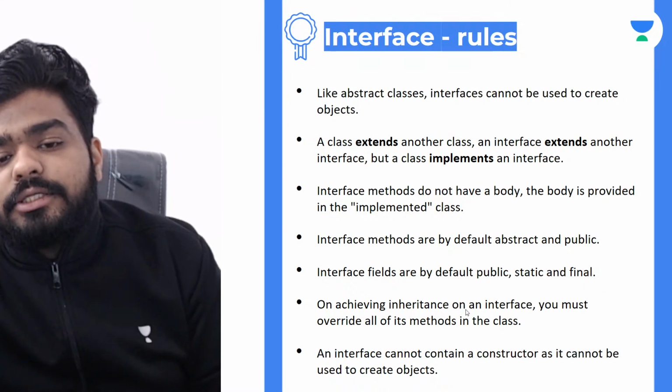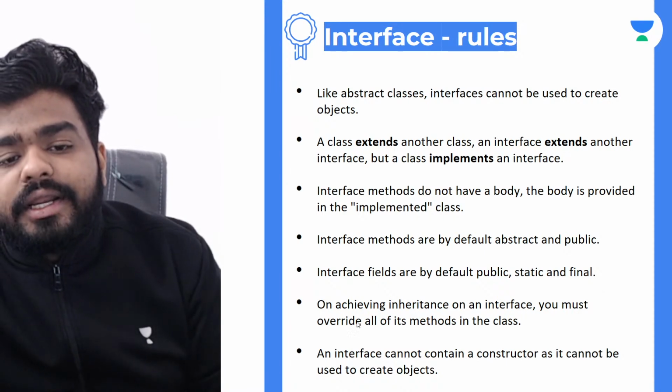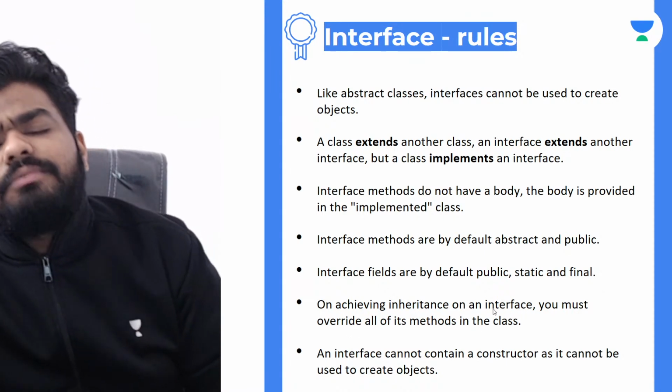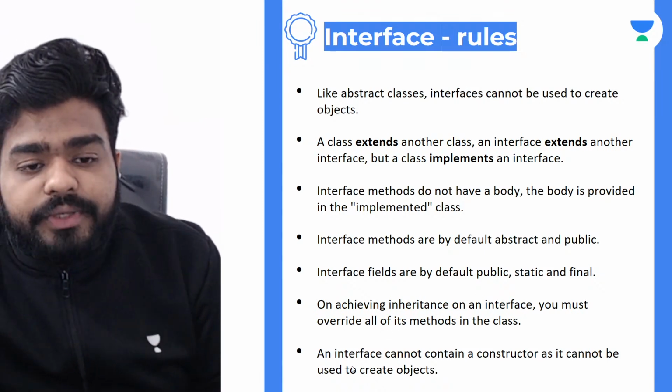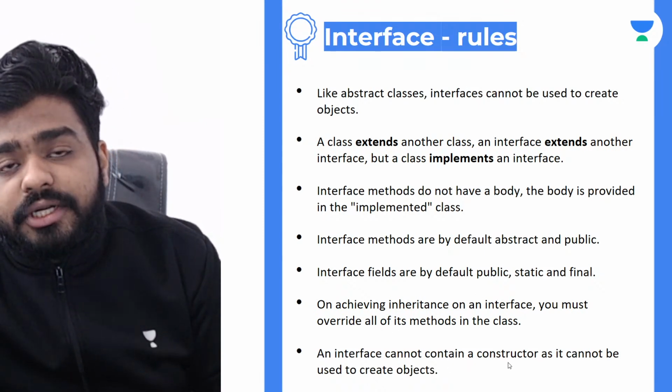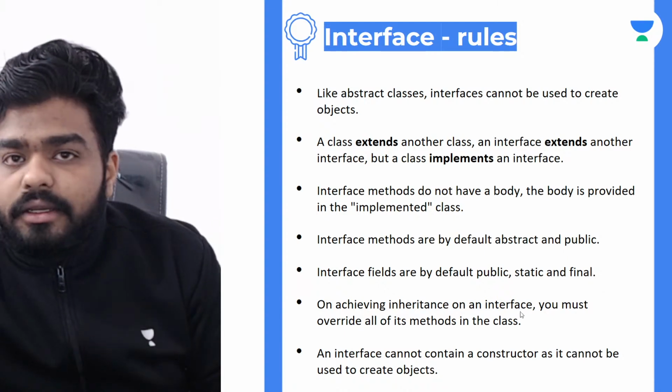On achieving inheritance on an interface, you must override all of its methods in the class. That means you will have to define all the methods in the inheriting class. An interface cannot contain a constructor as it cannot be used to create objects. Fine.